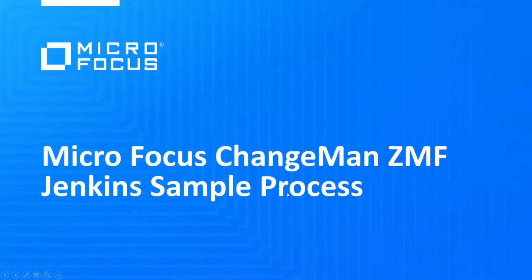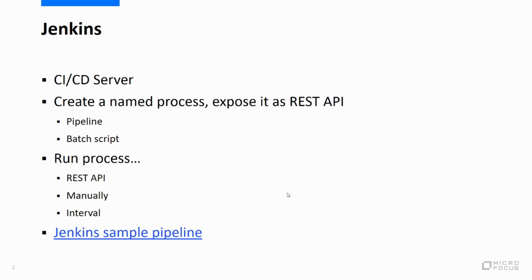Hello, this video provides an overview of a Jenkins sample process. What is Jenkins? Jenkins is a continuous integration, continuous delivery server. Modern workloads are now distributed over multiple source code systems and multiple platforms. A tool like Jenkins helps you tie these processes together and deliver your software in a consistent manner.